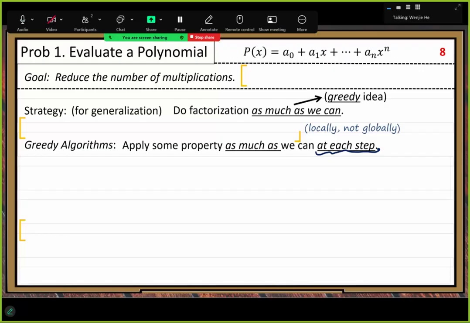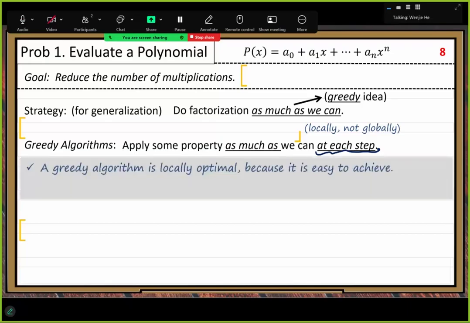So that's the limitation of the greedy algorithm. It does not guarantee you get the best solution globally, and when we say the best solution, it must be a global best solution. Sometimes if you are lucky, you can get the best solution, but sometimes if you're not lucky, you won't. So you need to double check whether your greedy algorithm results in the best solution or not.